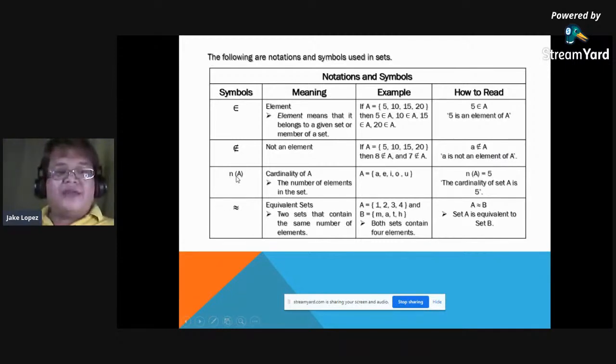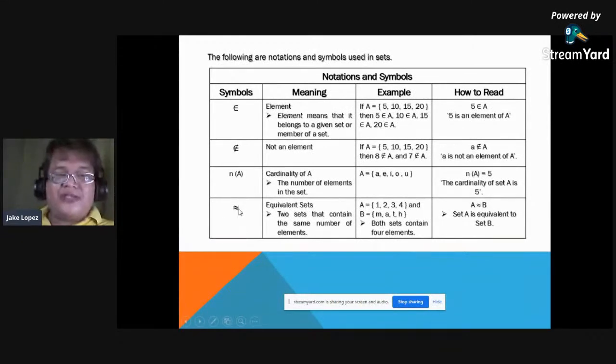So itong N, tapos open and close parenthesis, may A siya sa loob. Pag makikita niyo ito, ibig sabihin yan, it is the cardinality of A. Ibig sabihin ng cardinality, ito yung number of elements in the set. Ilan ba yung mga elements sa loob ng set na yun? For example, set A: we have small a, e, i, o, and u. Cardinality yan is equal to 5, kasi alam natin that this set has 5 elements. So pagbasa sa kanya, the cardinality of set A is 5.